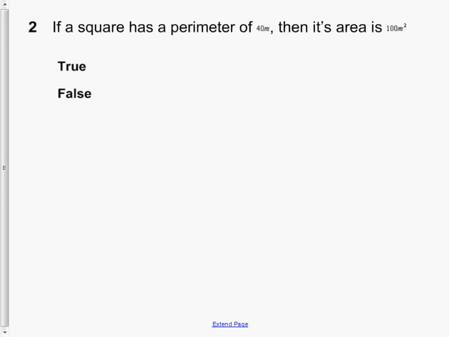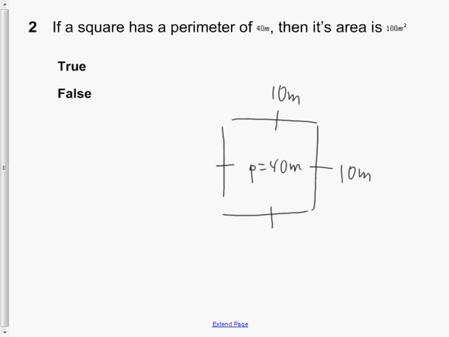The second question says, if a square has a perimeter of 40 meters, so if I draw the square and put little lines in here, if its perimeter is 40 meters, that would mean that each of these sides was 10 meters. And if each of those sides was 10 meters, then 10 squared would be the area, which means the area of that particular square would have to be 100 meters squared, which means the answer is true. If the perimeter of a square is 40 meters, then its area must have been 100 meters squared.